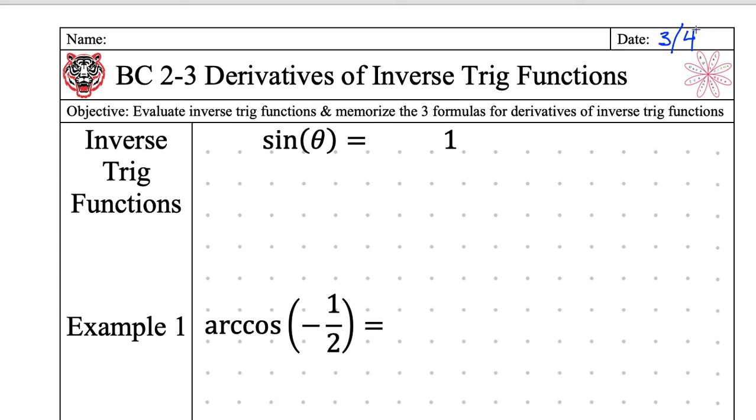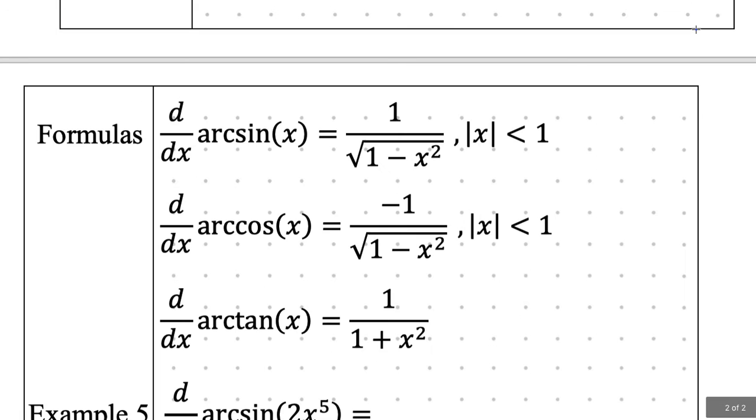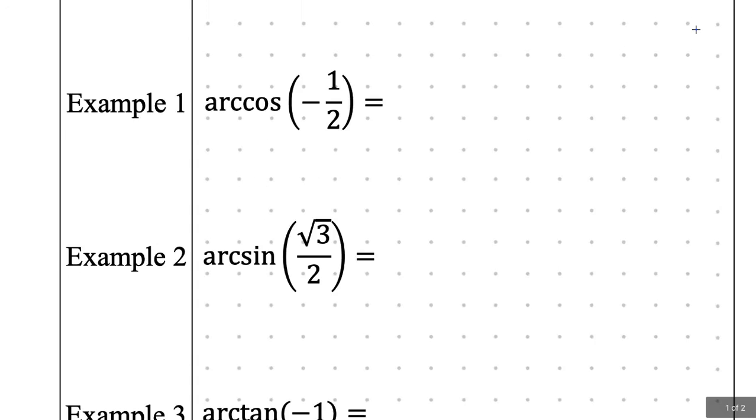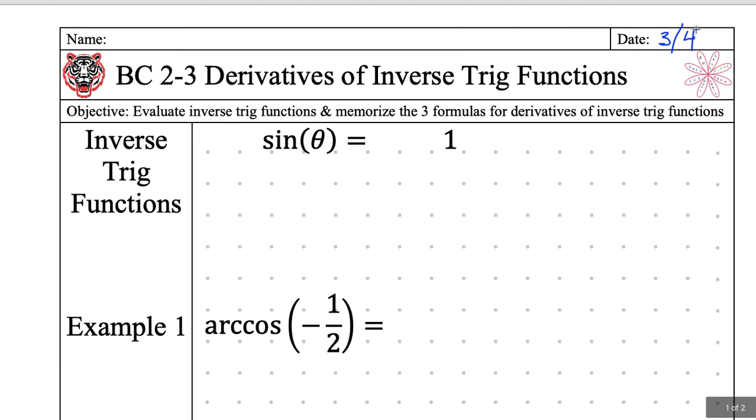There are 3 formulas that you have to have memorized by the end of the day. That's on the back half. Those are the 3 formulas that you will memorize. On the front half, you should know how to do inverse trig functions. And they're hard if you don't have your unit circle memorized.